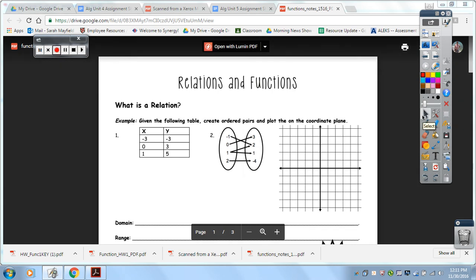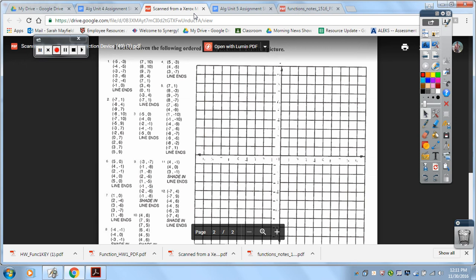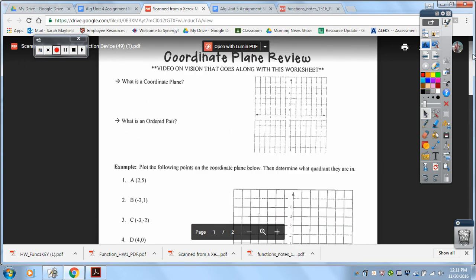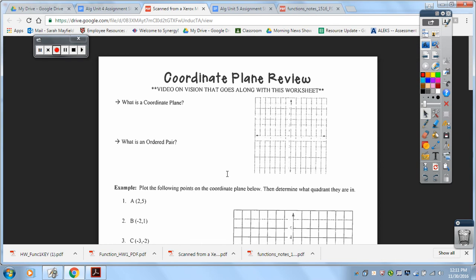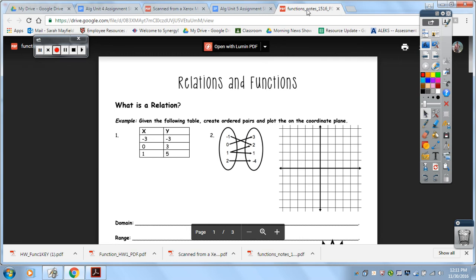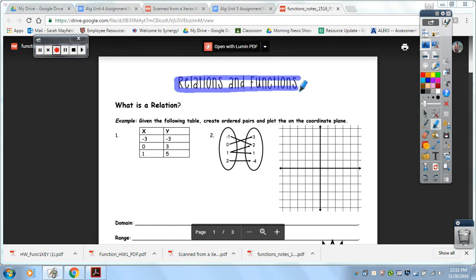Your homework last night, which was this piece of paper, is the first page in your functions section. So this is the very first page of functions notes. So make sure you get this homework assignment in your notes. Okay? So when you're good, if you want to pause this video to make sure everybody's caught up, you can.